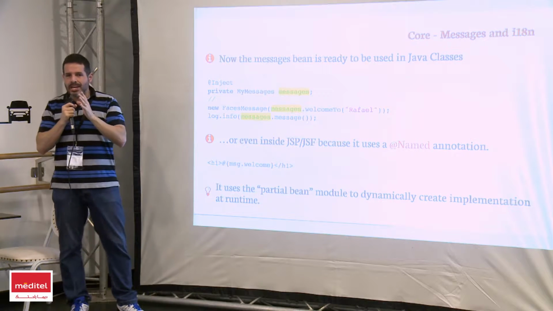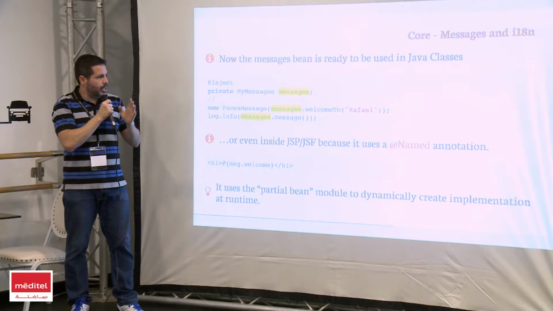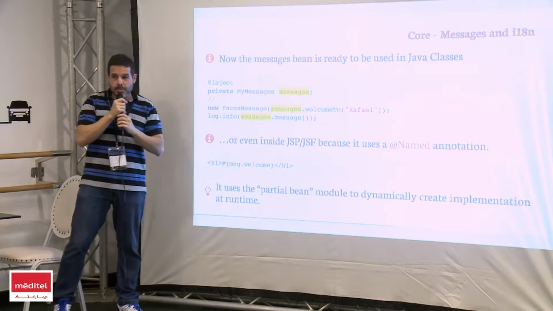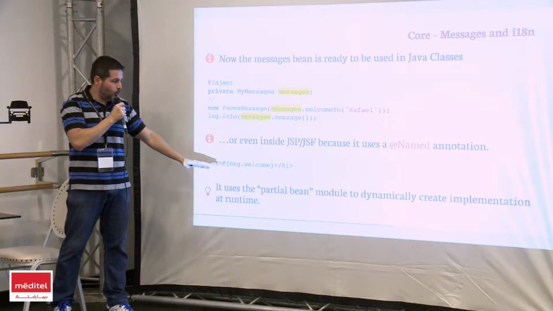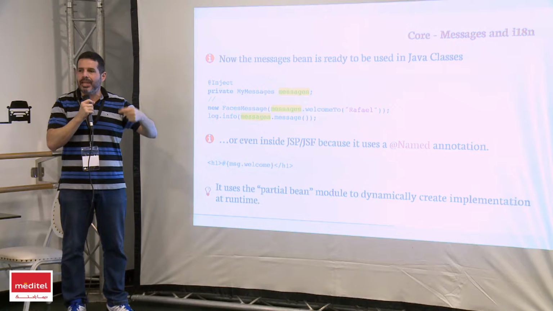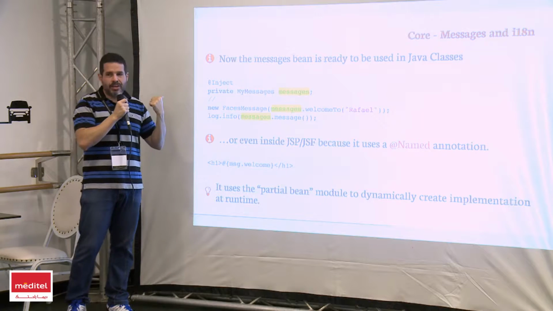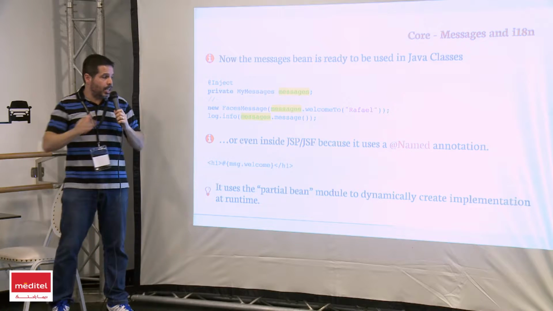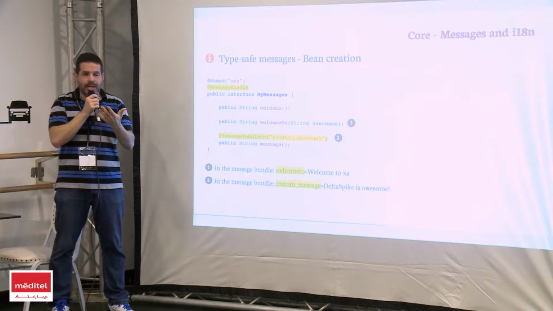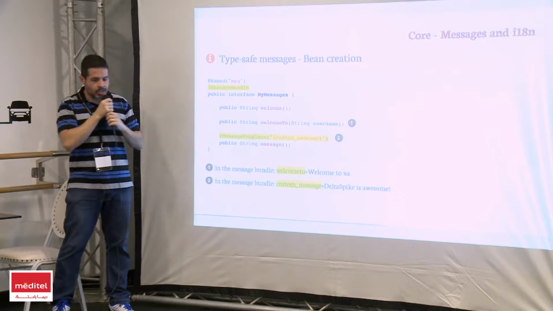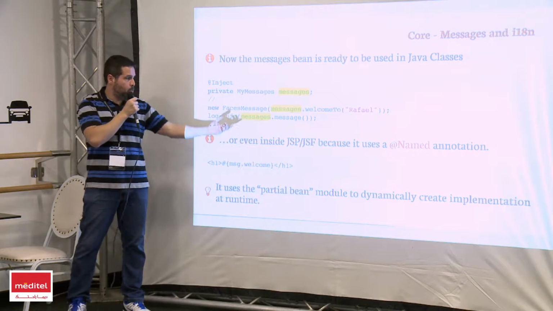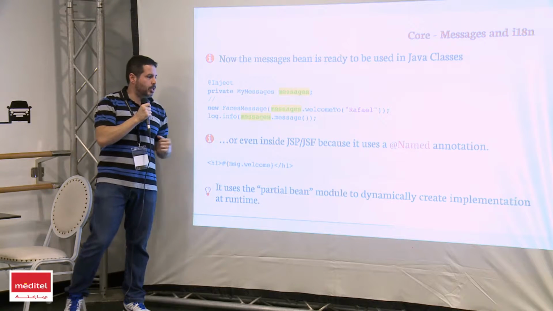And something that you may ask is, how can an interface do everything like that? It's because DeltaSpike uses another module called partial bean that will create the implementation at runtime for that interface. Okay, and I can even use it on a JSP or JSF page. For example, I name it here message, and on JSP I can call message.welcome. It will return the same string that I return here.